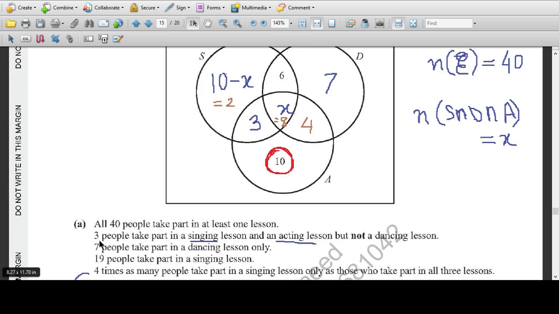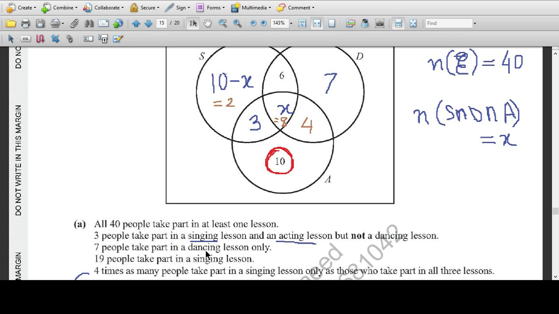This is the first piece of information. 3 people take part in the singing lesson and an acting lesson, singing and acting, but not a dancing lesson. So that is avoided, and only this part is 3, which is given in this information.